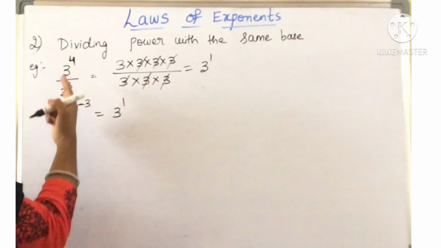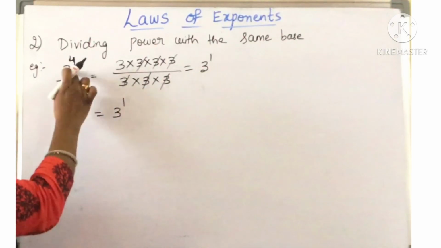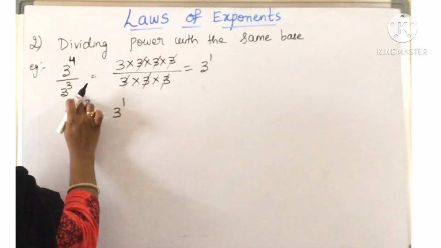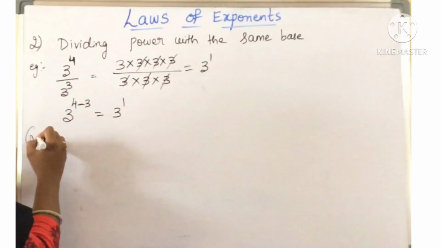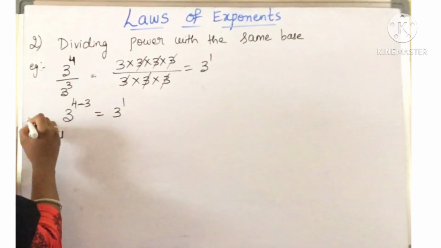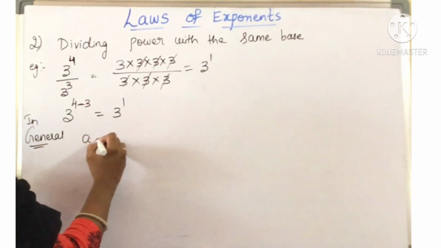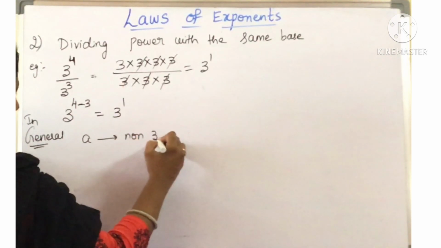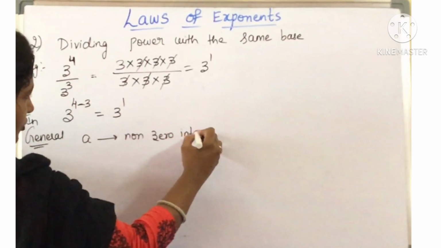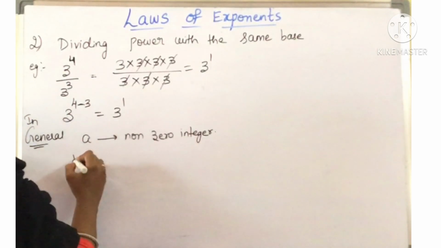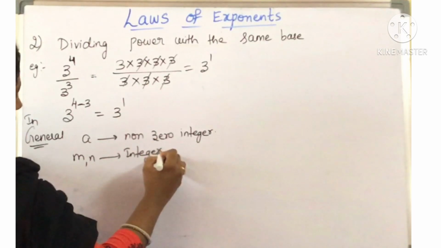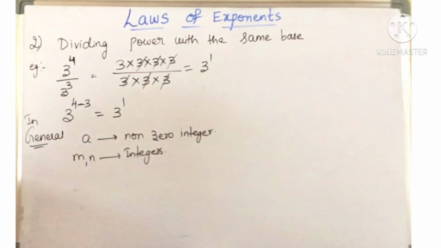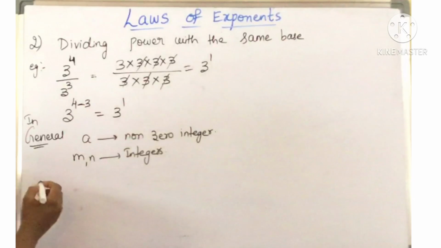So what do you do? You find the difference if the bases are equal and it is in the division procedure. So you have to find the difference of the powers. In general form, how do you write it? If a is a non-zero integer, meaning a is not equal to 0, and m and n are integers, then how do you write it?